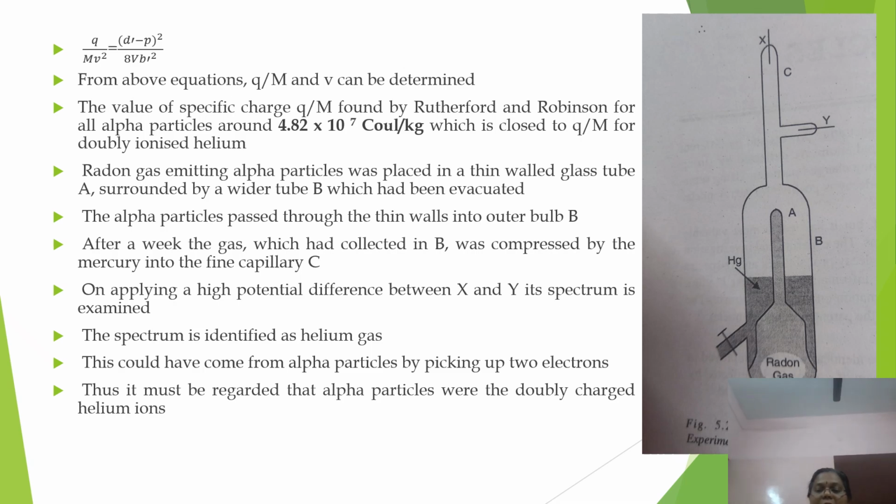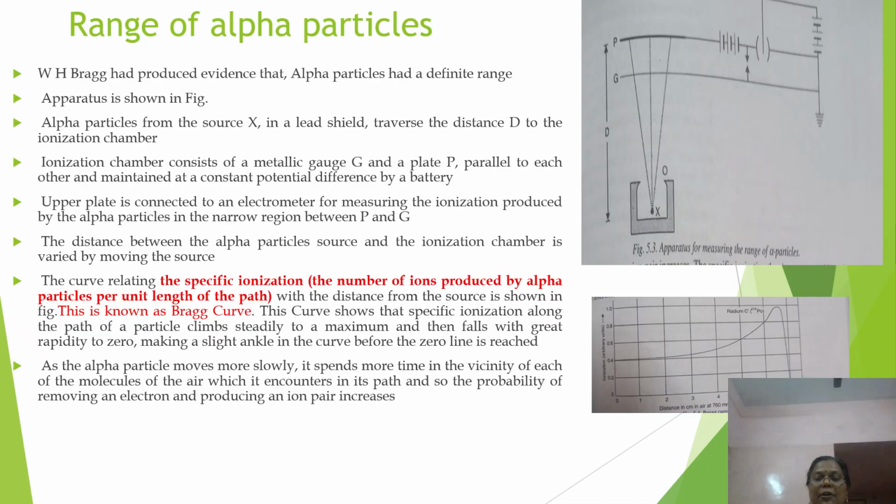The spectrum is identified as helium gas. This could have come from the alpha particles by picking up two electrons. Thus, it must be recorded that alpha particles are doubly charged helium ions.